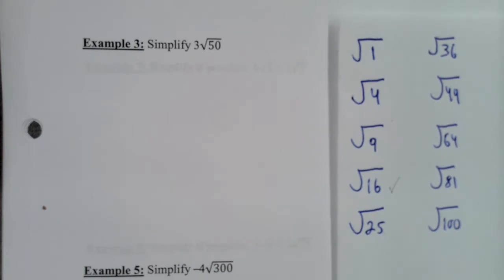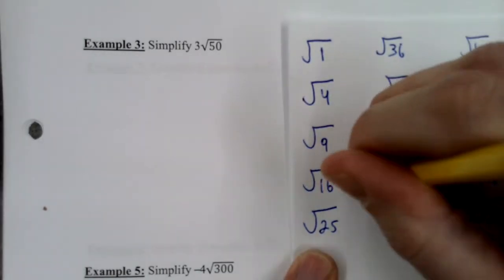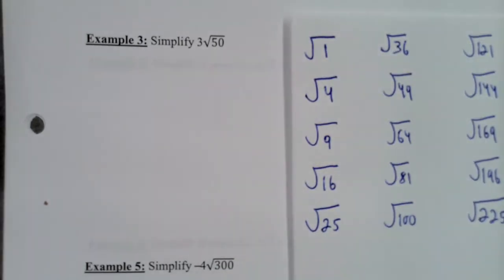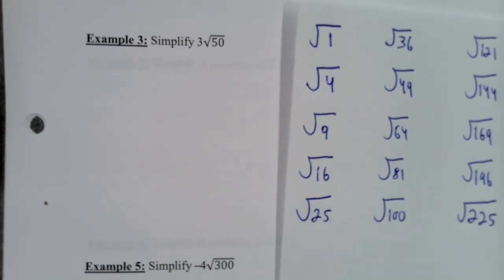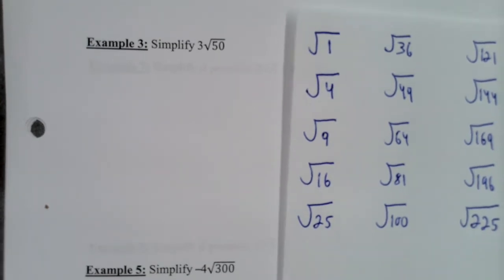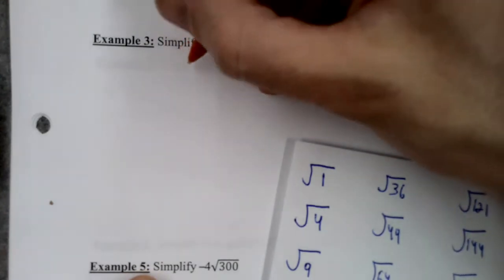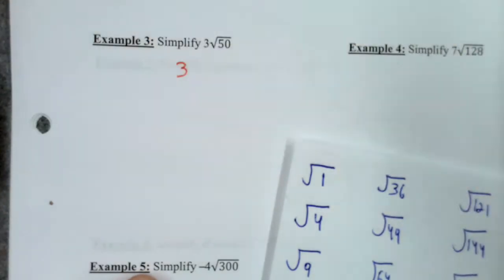Simplify 3 times square root of 50. So you want to find the biggest number from this list that's a factor of 50, and it's going to be 25. So I'm going to leave the 3 in the beginning, just like normal. I'll leave the 3 there.